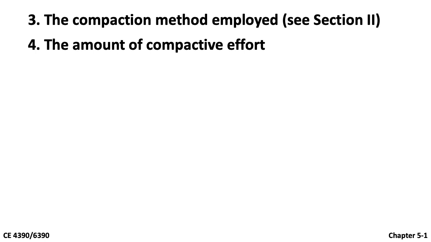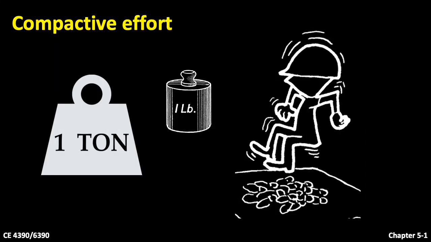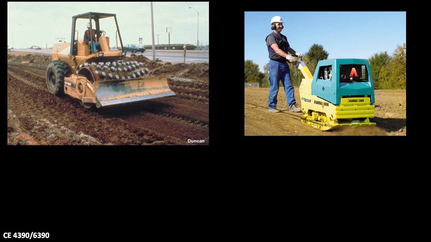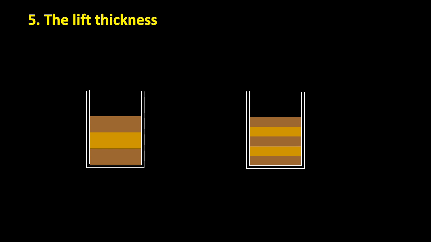The compaction methods, as well as the amount of effort, will also greatly influence the degree of compaction. Compactive effort is the total load that you apply on the compacted area. Compaction methods can refer to the type of machine, whether it is a big rolling compactor or small vibrating machine. Finally, the compaction is highly determined by the lift thickness. Too thick may lead to a low compaction result.